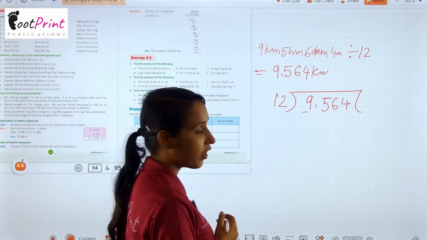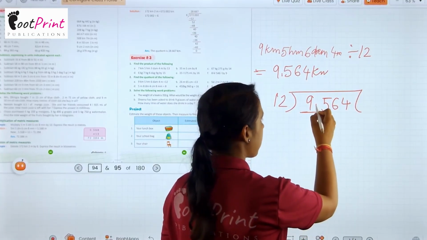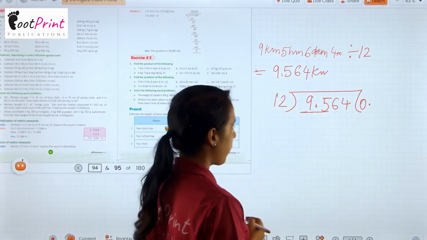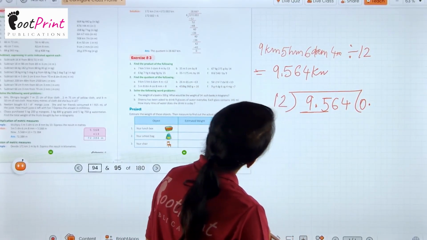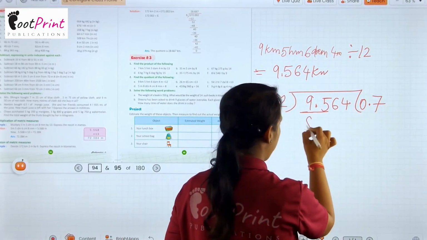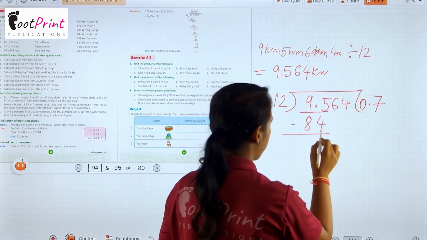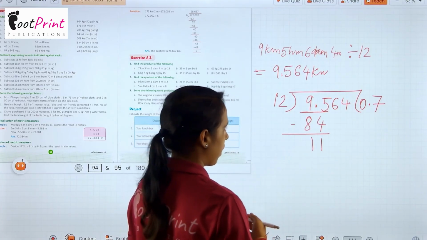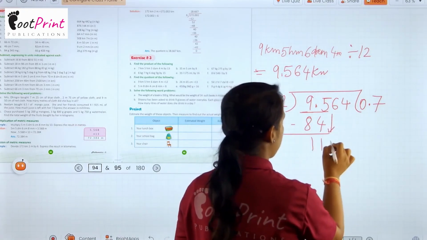Here we can observe that 9 is smaller than 12. So how do we divide it? We take 95, 9 and 5. And here is a decimal, so we put a decimal in the quotient also. So 12 sevens are 84. Now we have to subtract it. 5 minus 4 is 1 and 9 minus 8 is 1. Now 11 is less than 12, so we can bring down 6 here.